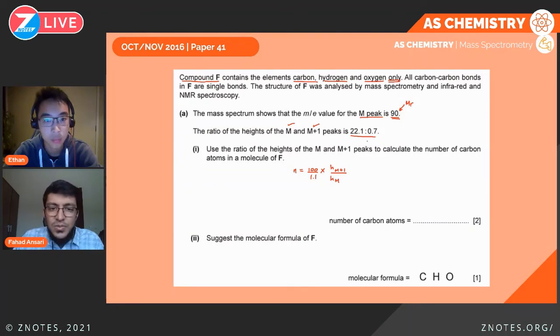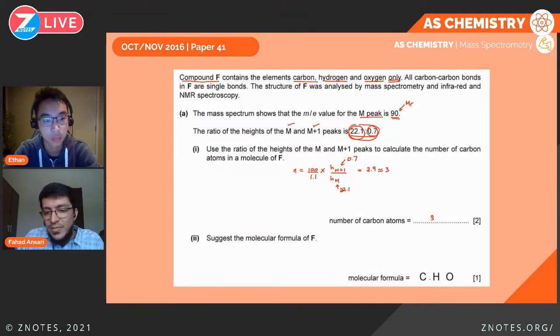The height of the M plus 1 peak from this ratio is 0.7, so I'm going to plug in 0.7 over here. And the height of the M peak is 22.1 from the ratio given, so I'm going to plug in 22.1. If I do this calculation, it gives me a value of 2.9, which you round up to 3 because you cannot have 2.9 carbon atoms, right? It's obvious. So the number of carbon atoms is 3.